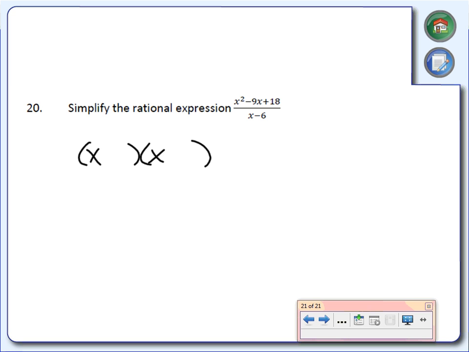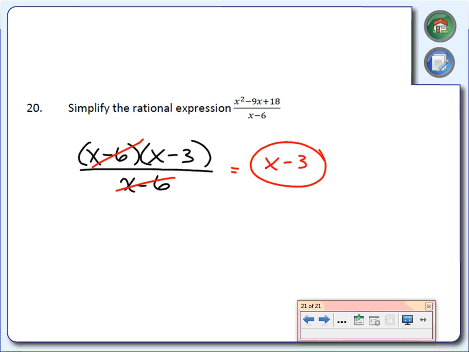6 and 3. What kind of 6 and what kind of 3? There you go. Both of them have to be negative. Negative 6 times negative 3 is positive 18. When you add them up, you also get a negative 9. Of course, the denominator, x minus 6, cannot be factored, so we leave it as x minus 6. Now that we have everything factored, we can cancel out common factors, which means we're left with x minus 3. That's your answer.